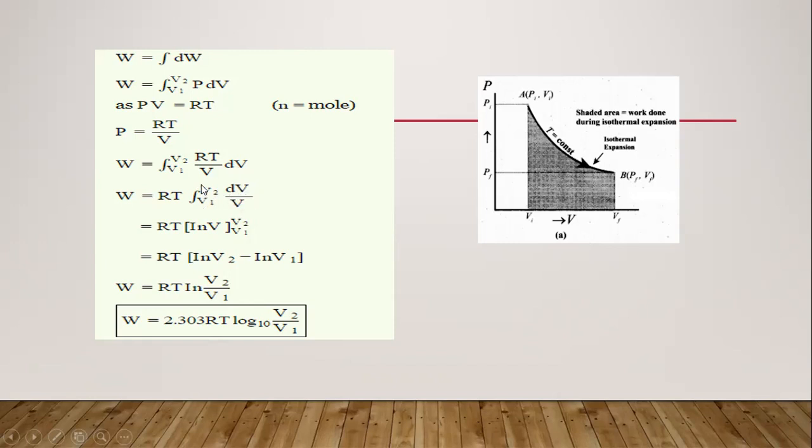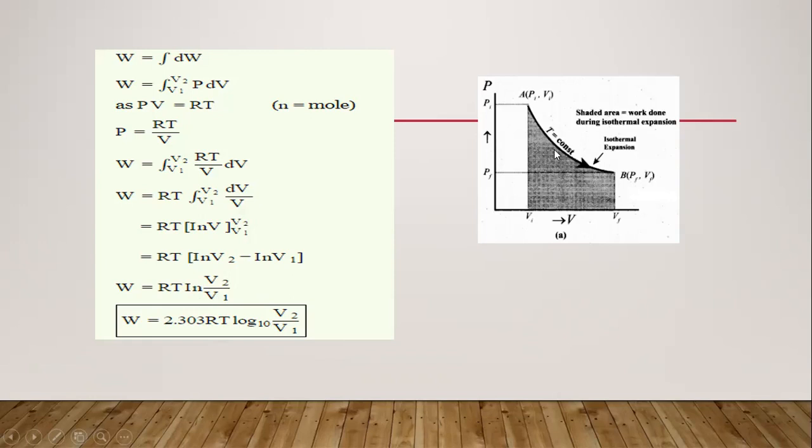So now V1 and V2. Now integrate dV by V: RT into, that will be written as ln of V, substituting the upper limit and lower limit. So RT into ln V2 minus ln V1. So bring the constant term outside ln. So we can rewrite as V2 by V1: RT into ln V2 by V1. So this is the work done equation for the isothermal process.